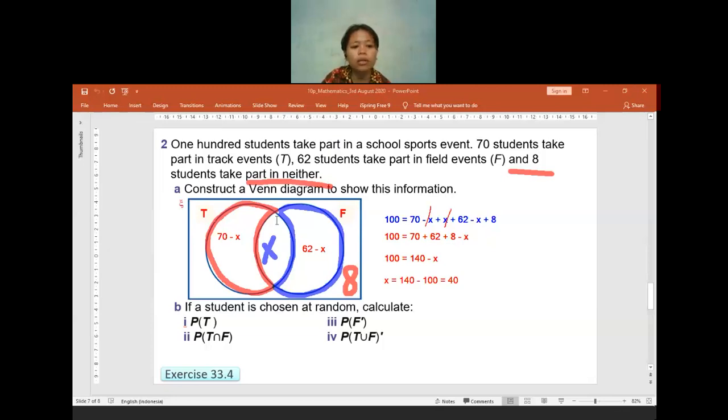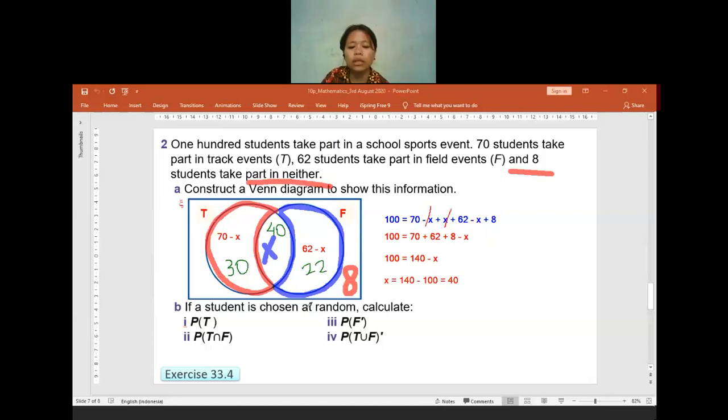Is there anyone who is still confused? So in here it will be only 30 students, and then the intersection will be 40, and then how many students take part in the field event only? How many students are there? 22. Yeah, 22. So now that we already have these numbers, we can find the answer for this question.